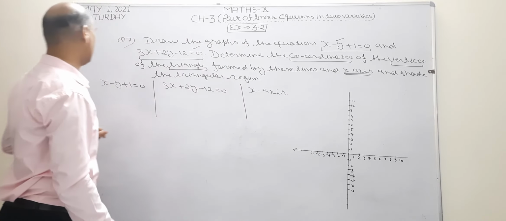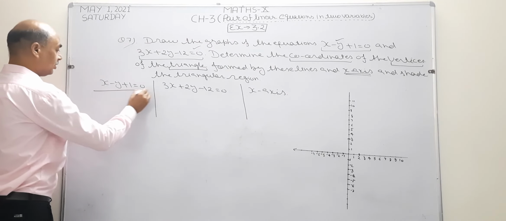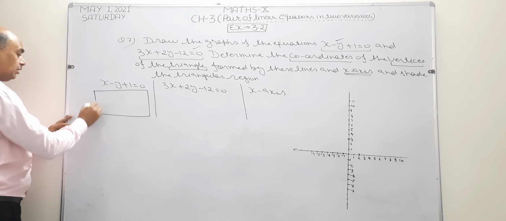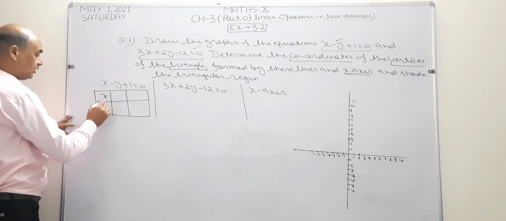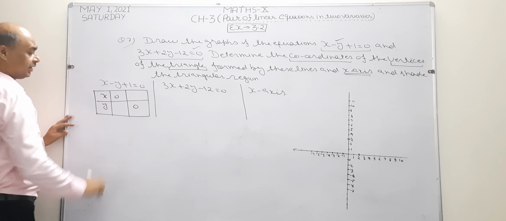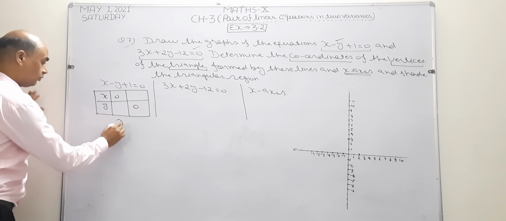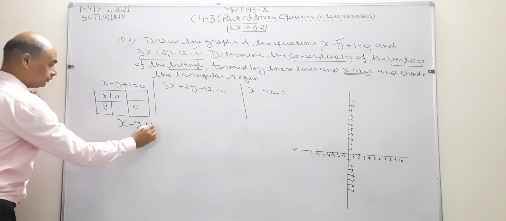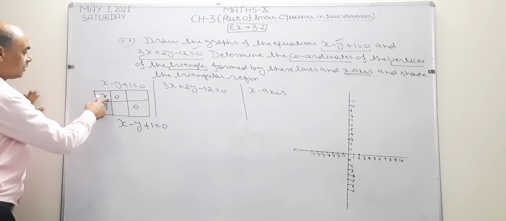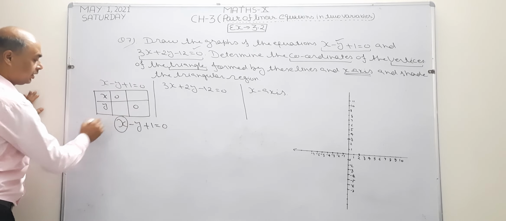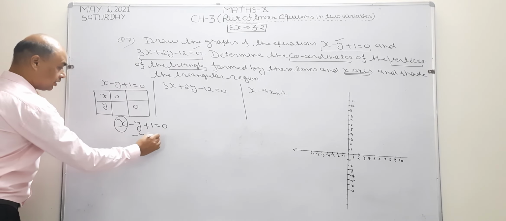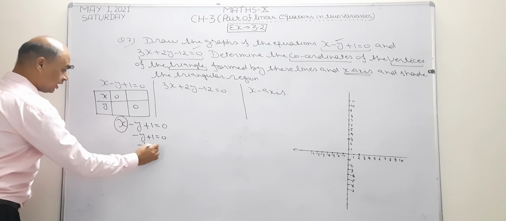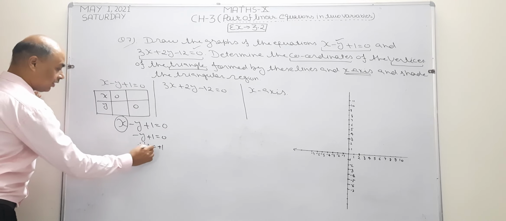Now see, I am going to make the table of the first equation. Same method, simple method. First time I take x as 0, second time I take y as 0. Now write down the given equation again. This is the given equation. First time I am going to take x as 0. See, x becomes 0. What is left? Minus y plus 1 equal to 0. Minus y equal to minus 1. Minus is cancelled with minus, y value becomes 1.